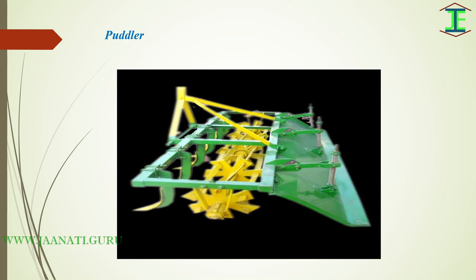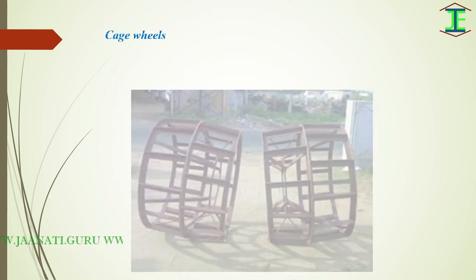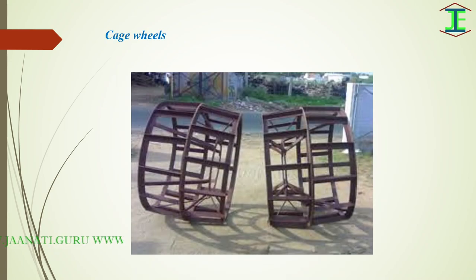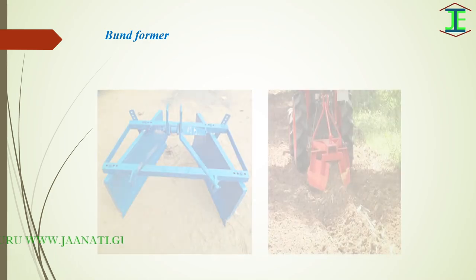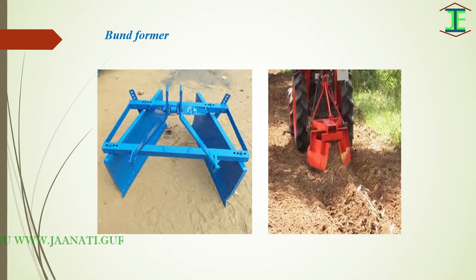There are different types of puddlers that are used in paddy fields. Cage wheels are also used for puddling. So instead of the tractor pneumatic wheels, we place these cage wheels and do puddling. Bun former. A bun former is used for making buns. So these are forming boards. By using these forming boards, ridges and furrows are formed.